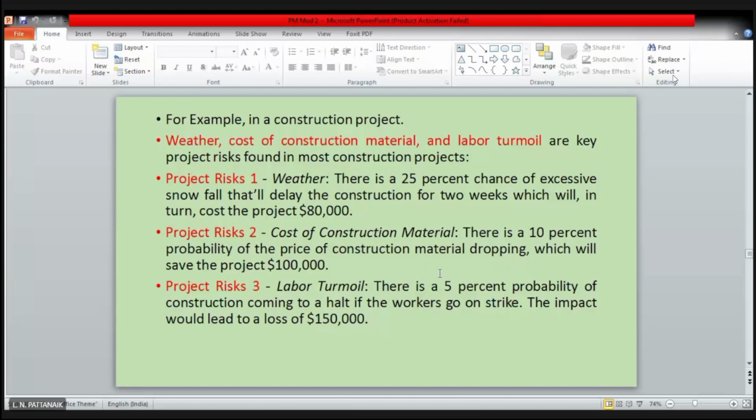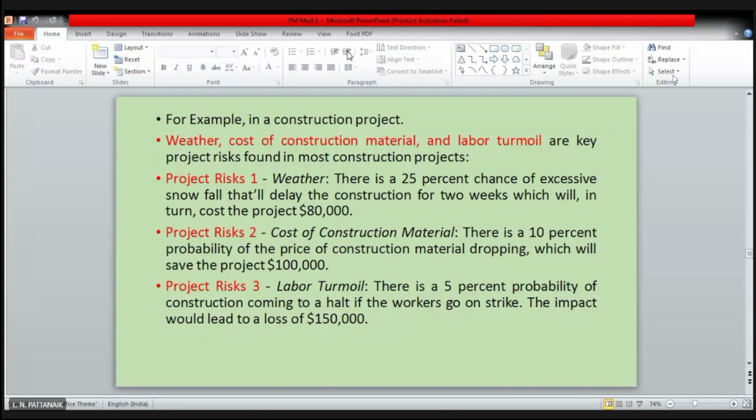The third project risk is taken here as labor turmoil. Again, you got some hint that there may be some labor unrest, people will strike, and there will be lockouts and things like that. And there is only a very small chance, 5% probability. So there is just a 5% probability of construction coming to a halt if the workers go on strike. The probability is very low, but the impact is huge, as you can see. The impact would lead to a loss of $150,000. Again, this you have also estimated.